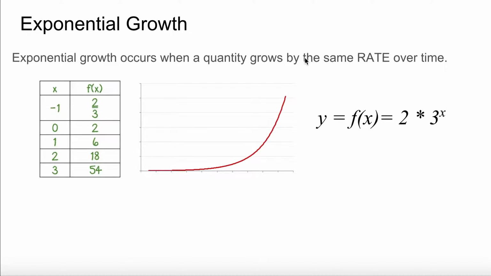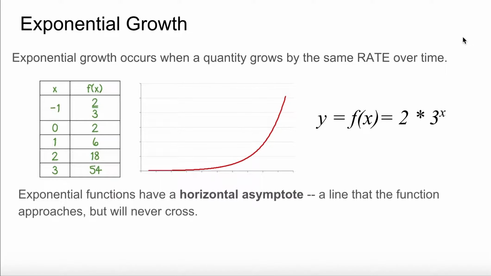And as an equation, we notice that the variable here is an exponent, 3 to the x power. So if we look at this, to find any value, we take our starting value, which is 2, right? And we just multiply it by 3 to some power. So 2 times 3 to the first power, 2 times 3 to the second power, 2 times 3 to the third power, and so on and so on.